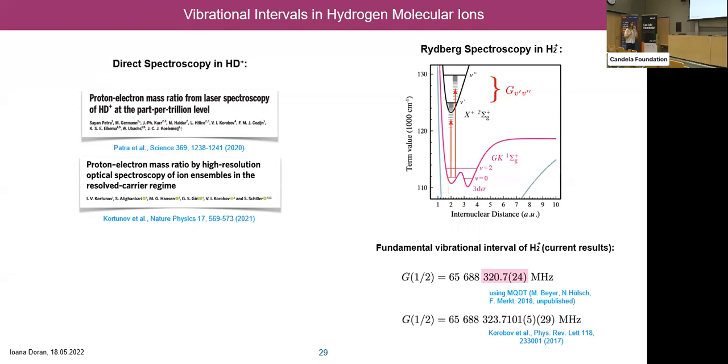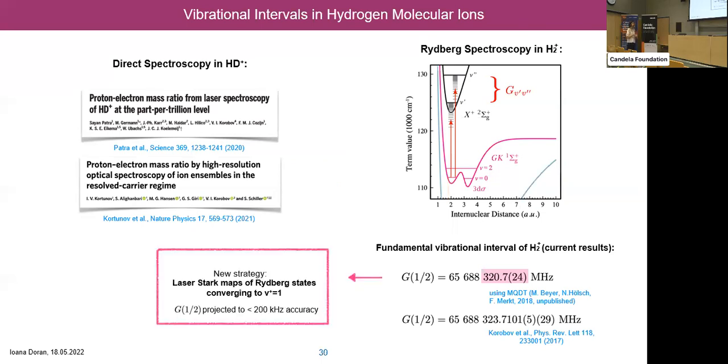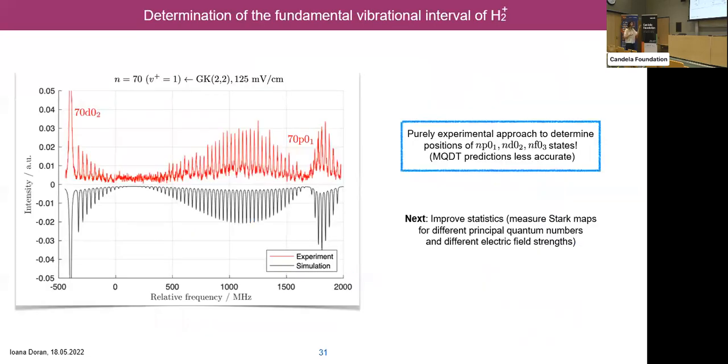Currently the experimental value is limited to 2-3 megahertz in accuracy by the MQDT, because the MQDT gets less accurate at higher v. There is also a 3 megahertz discrepancy with the theory. So what we want to do is to hopefully improve the precision and also get a new value for the fundamental vibrational interval. Our proposition is to perform laser spectroscopy of Stark maps for Rydberg states converging to v+ equal 1. This will then hopefully give us a value for this fundamental vibrational interval to less than 200 kilohertz accuracy. I will just show you some very preliminary results.